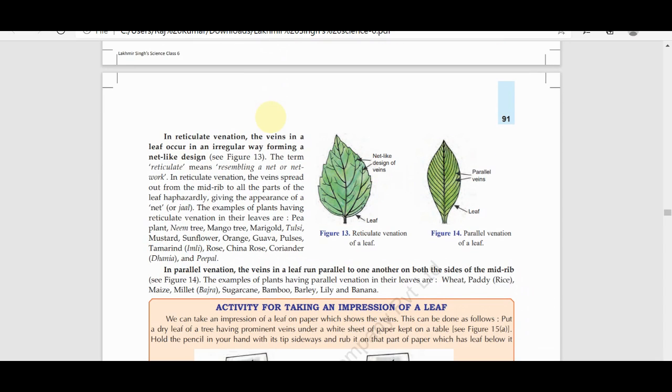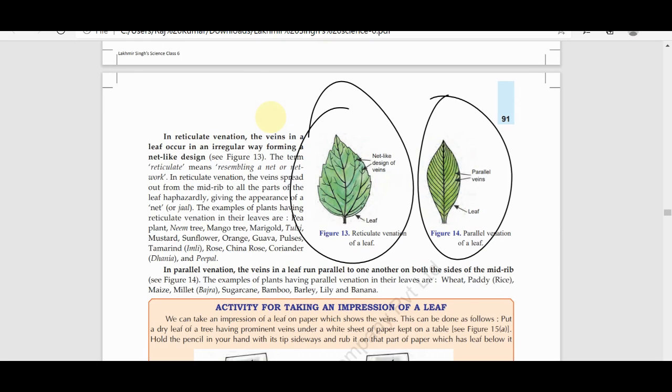So if I show you one leaf and a second leaf, in both leaves you will see different structures of venation. Their venation, every vein, this is the mid vein, and these are some supportive veins. So they do not have a proper arrangement.